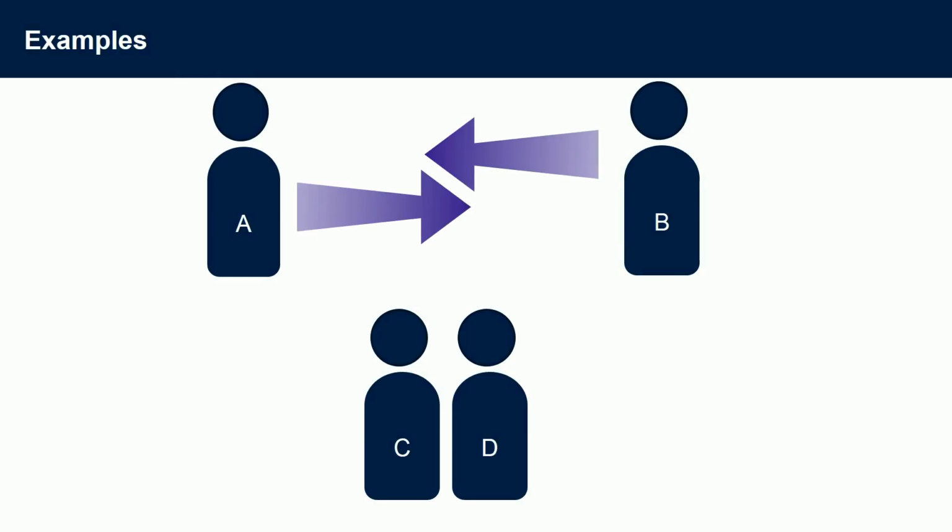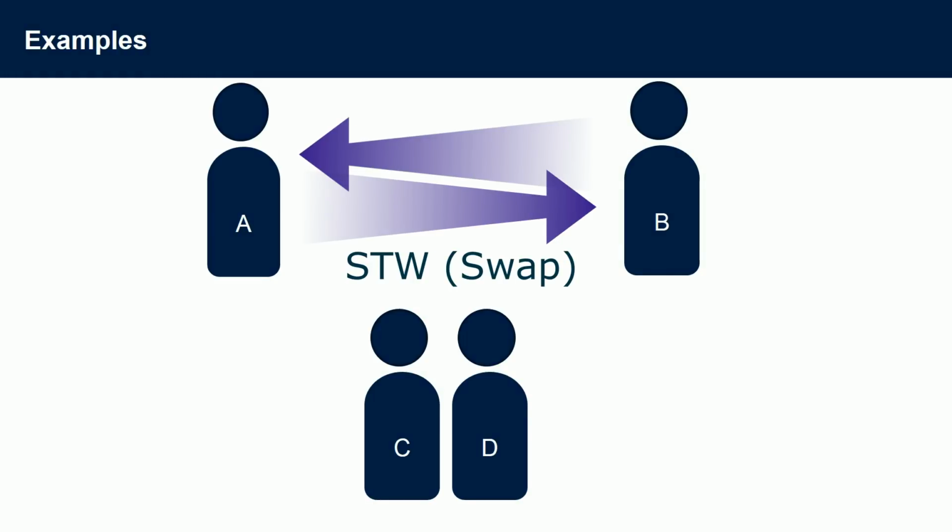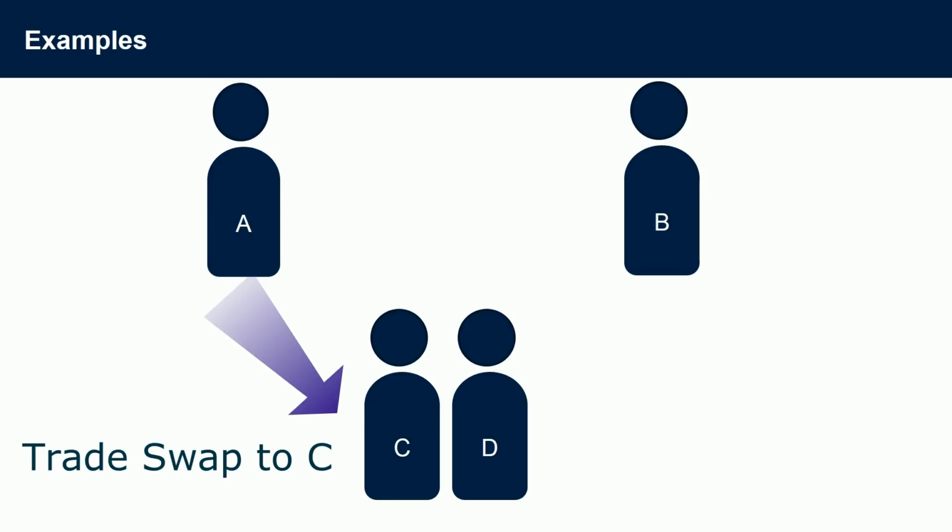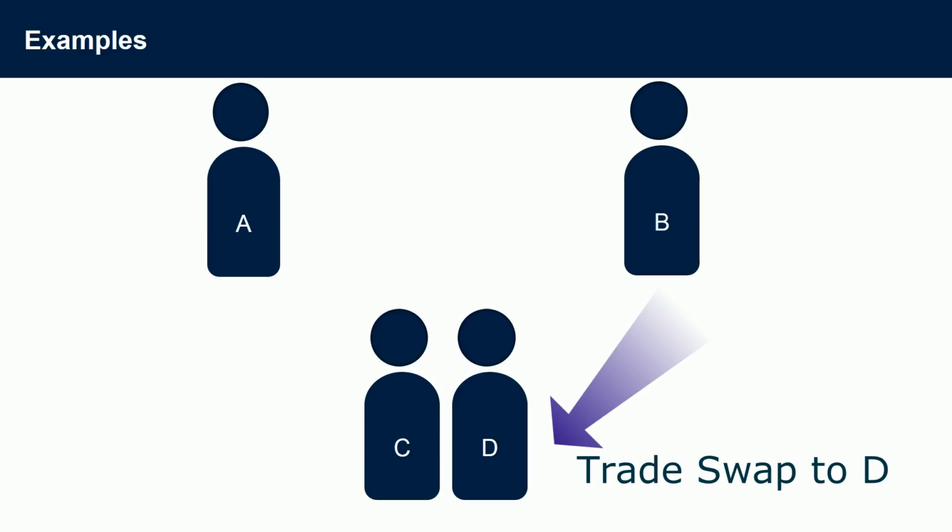Finally, the last example. Employee A and employee B do a shift trade work or a swap. Employee A can now trade that swap shift to employee C, and employee B can now trade the swap shift to employee D.